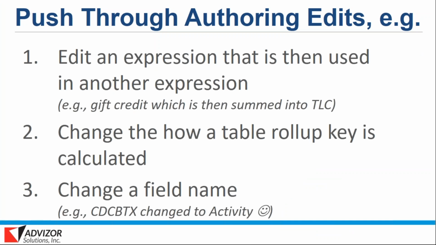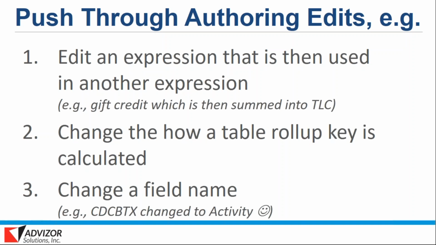So the third thing is pushing through authoring edits. We have people who are doing quite complex projects, and the first thing here is you edit an expression that's then used in another expression. It might be you're summing some form of giving, and then you have another giving that's total lifetime credit. So you have to figure out credit properly. There's an expression for that. Then it goes in total lifetime credit.